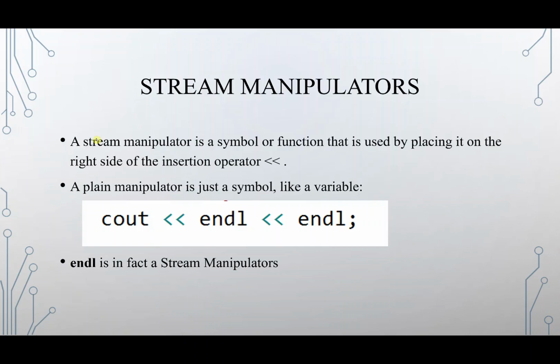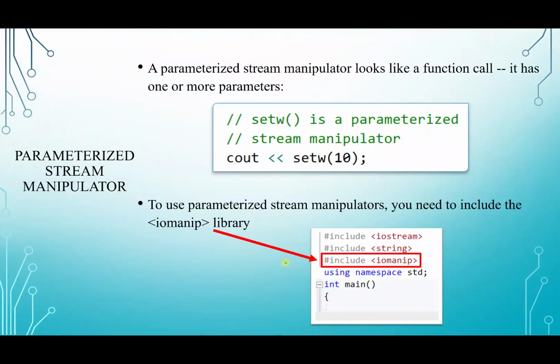So now let's move to the stream manipulators. A stream manipulator is basically a symbol or a function that is used by placing it on the right side of the insertion operator. You used one of them, right? endl. That endl is a stream manipulator that puts a new line in your output. So basically, endl is actually a stream manipulator.